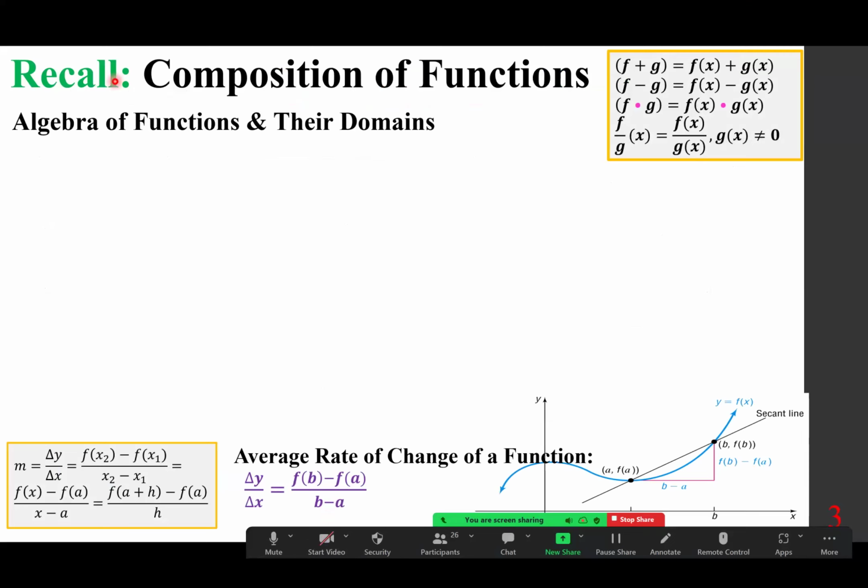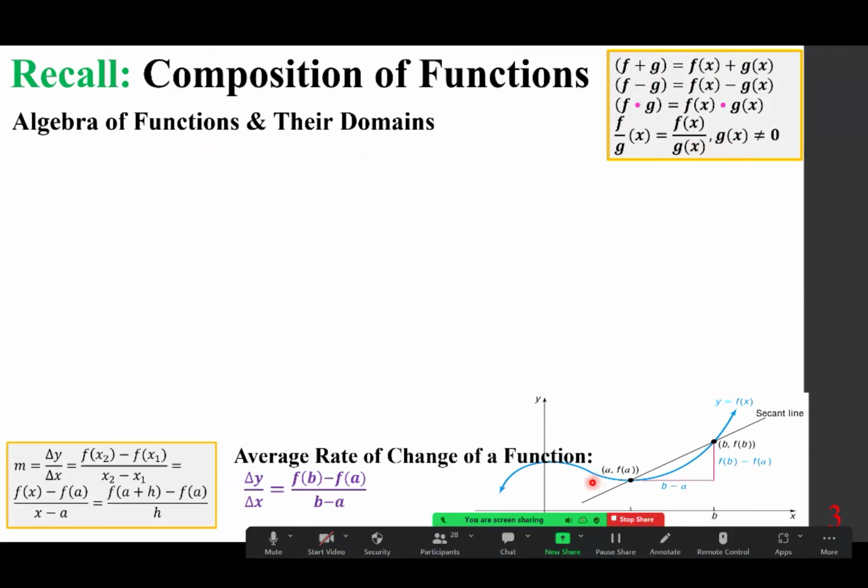Let's recall what we looked at: composition of functions, algebra of functions and their domains. We have f plus g, f minus g, f times g, and f over g of x, and they're simply following the same algebraic technique of the four operations. In the last case, g can't be zero.